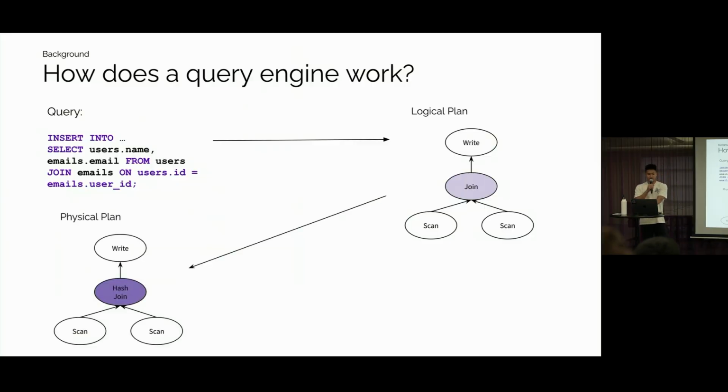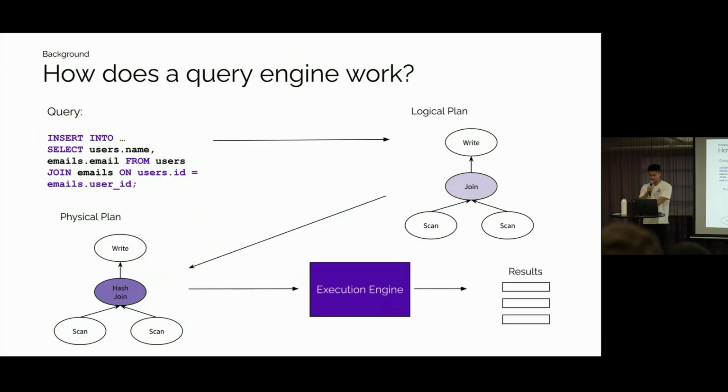From that logical plan, we're going to translate it into a physical plan. Here's where we translate any abstract operations into concrete physical operations. For example, here, we've decided that a hash join is going to be the algorithm that we choose for our join. And this is the part that we're going to get into today. How do we actually take this physical plan and run it to get your results?